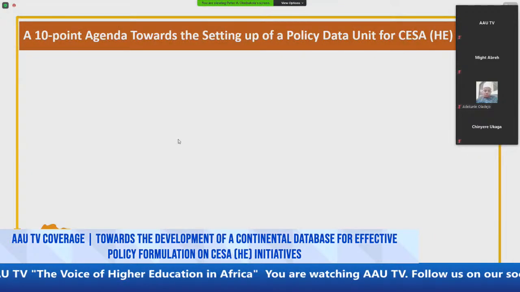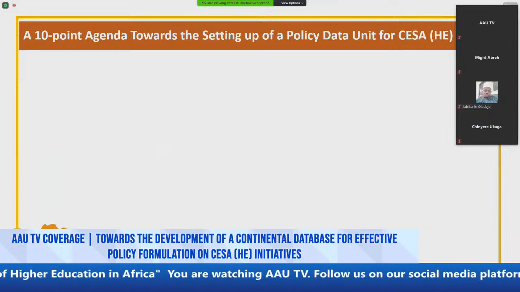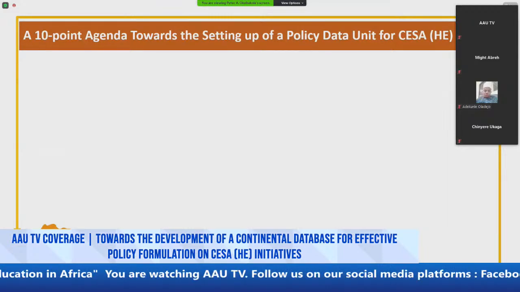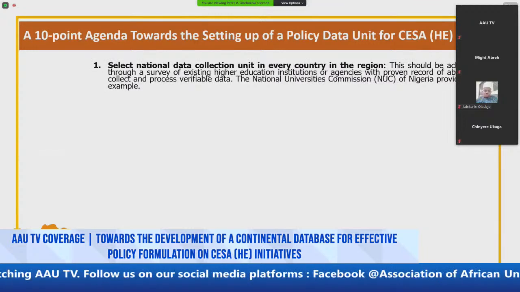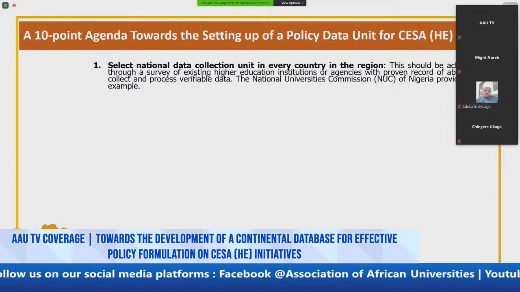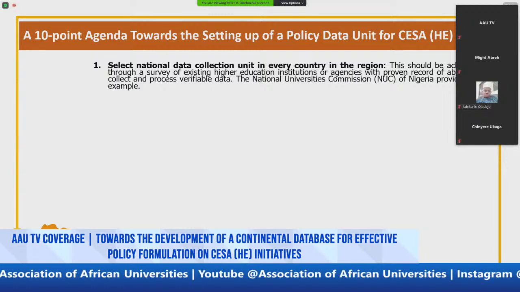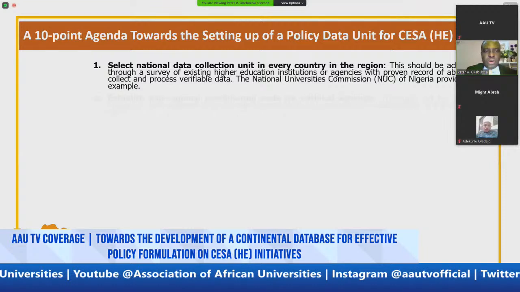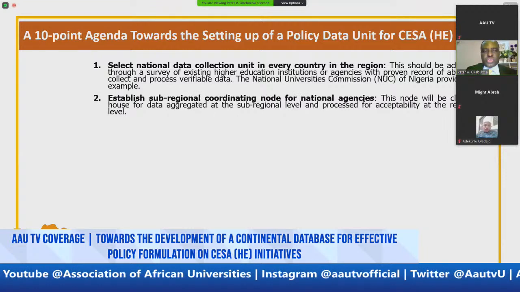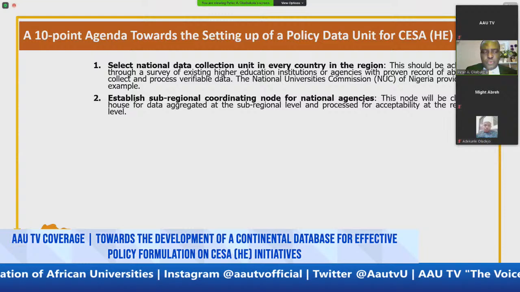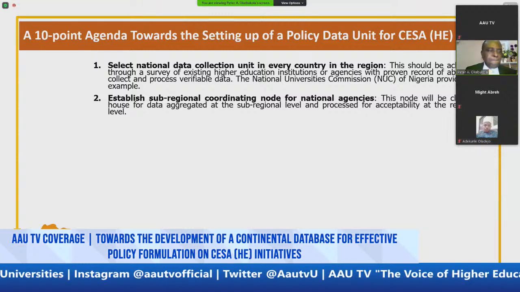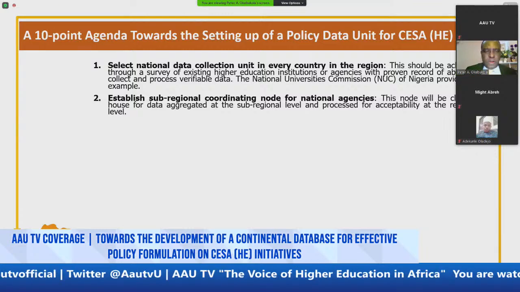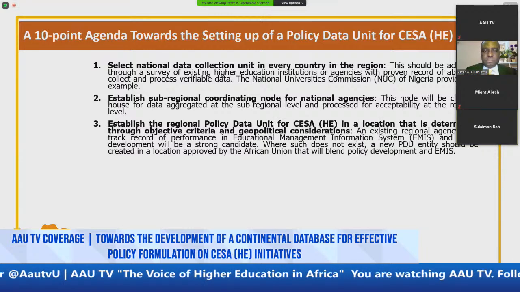If I don't hear anybody saying he or she doesn't agree with the temporal agenda, derived from the studies that we had. Number one, select national data collection units in every country in the region, just like South Africa talked about HEMIS at the national level. Any objection? I see none. Number two, establish a sub-regional coordinating node for national agencies. Any objection to this? No objection.